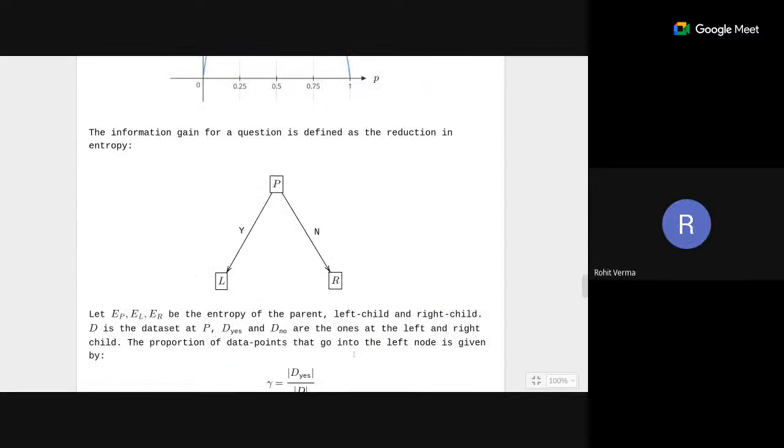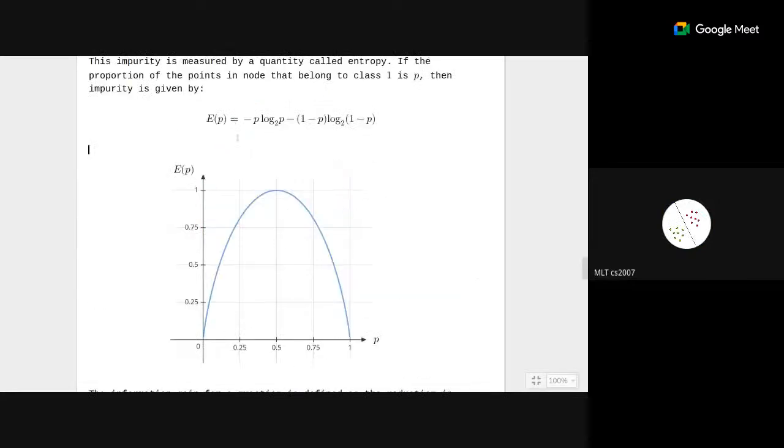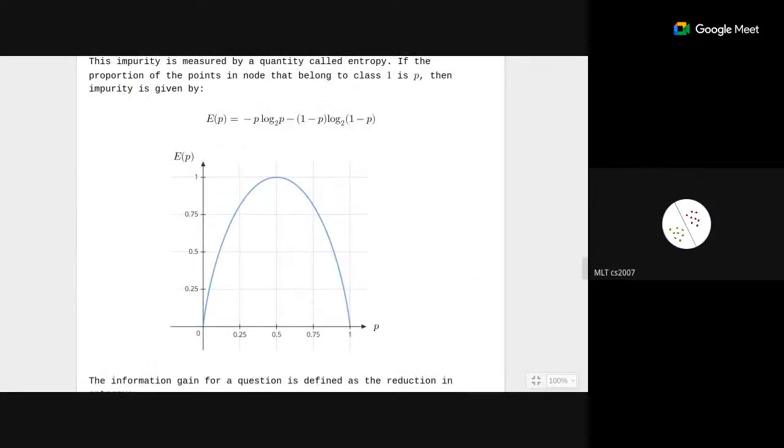Thank you. Sir, do we have to remember this entropy formula? Yes, you have to remember it, and you also have to remember another thing: the log is always with respect to base 2.